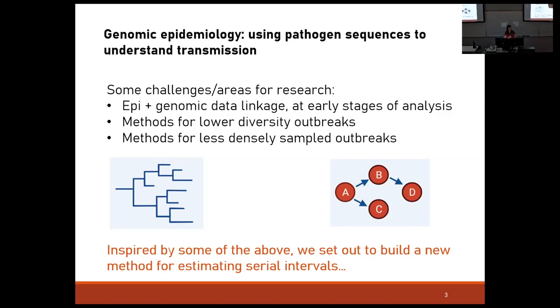Something else I think we need, and these second two points are linked together, are more methods for lower diversity outbreaks. By this, I mean, well, I guess this has become more of a problem under COVID, outbreaks where mutations happen slowly relative to the speed of transmission. So we often see clusters of COVID cases where there's only one or two SNPs, mutations, between people in the cluster. And a lot of our classic methods for outbreak reconstruction, for example, don't work so well in those settings.